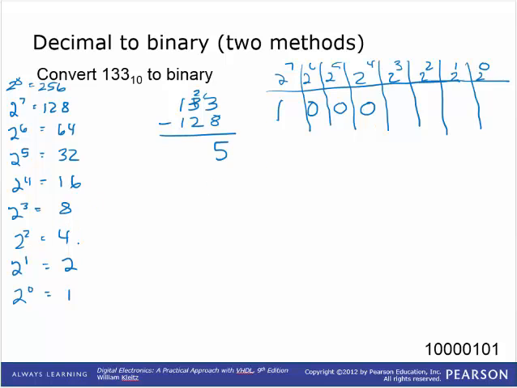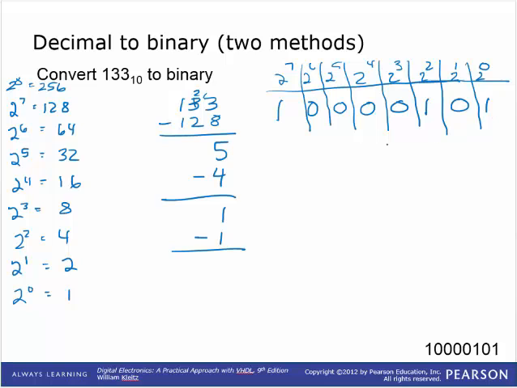Can I subtract 4? Yes, I can. So I can subtract 4, so 2 squared should get a 1 right there, right? And then I have this left over. Can I subtract 2 from it? No, so I'll put a 0 there. Can I subtract 1 from it? Yes. So 2 to the 0 is one of the numbers that will work.